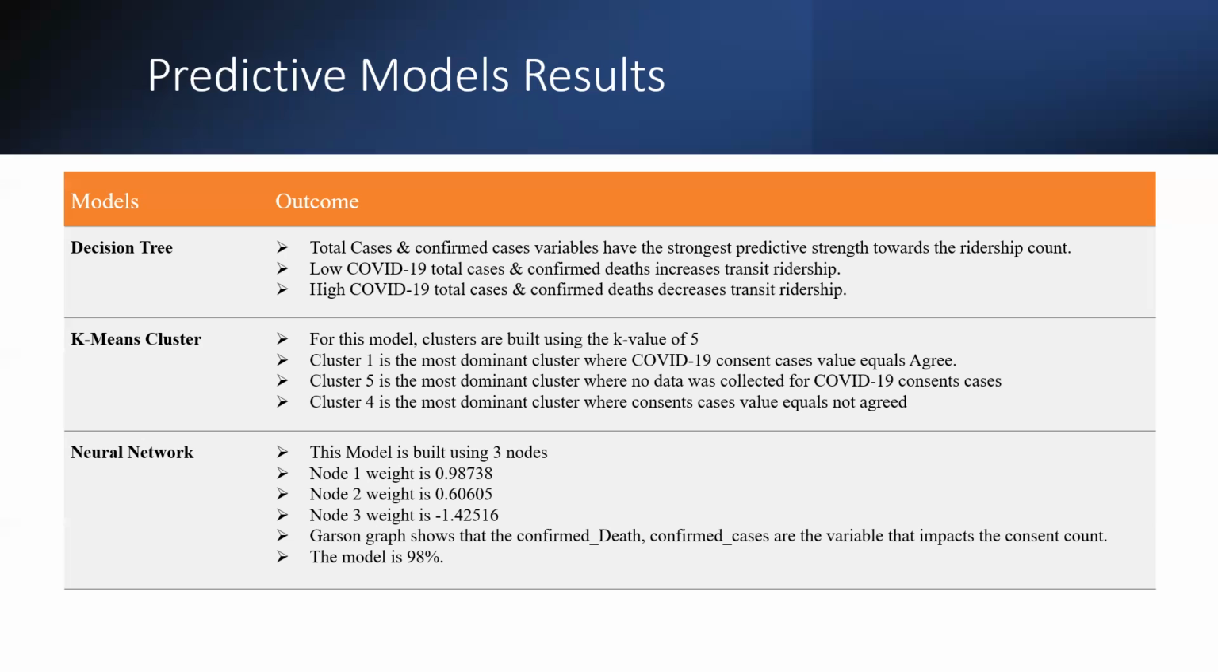And then based on my Garson graph for the neural network, it shows that the confirmed deaths and confirmed cases are the variables that impact the COVID-19 concern cases the most. And then the model accuracy for this project was 98%.